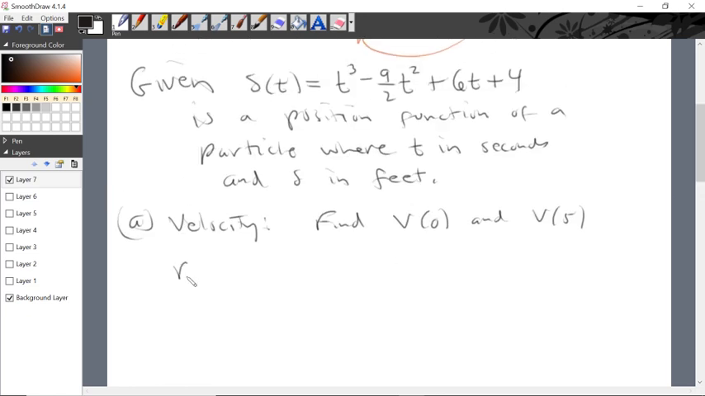Okay. And we'll recall that v of t, the velocity function, is the first derivative of position.